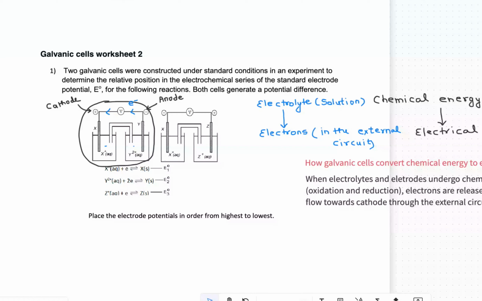the external circuit. There are keywords in this answer. If you don't have all of those keywords, you may not get full marks. And the keywords are: first, oxidation reduction; second, electrons are released at anode and flow towards cathode and through the external circuit. If you don't have these keywords, you will not get that.